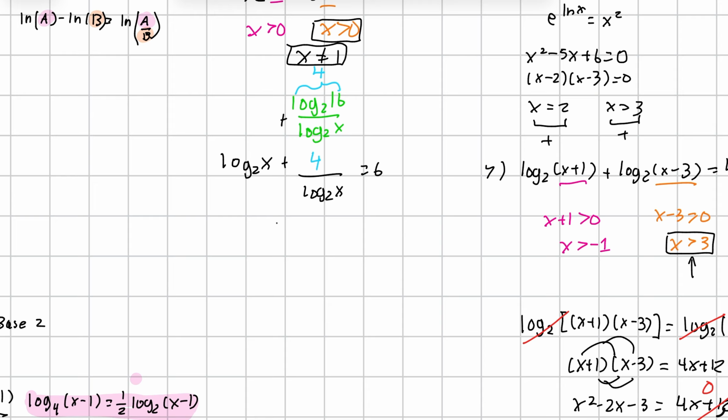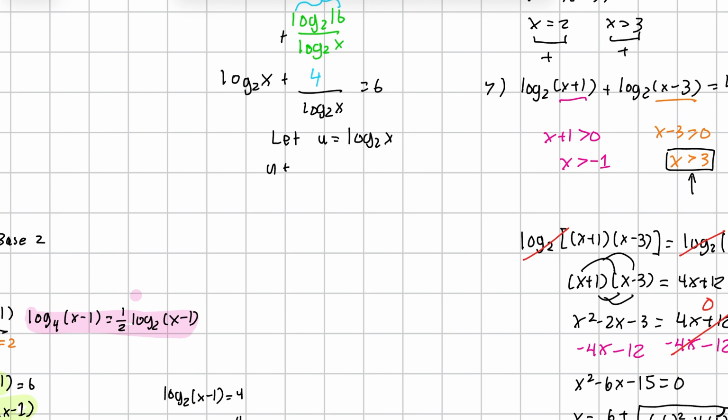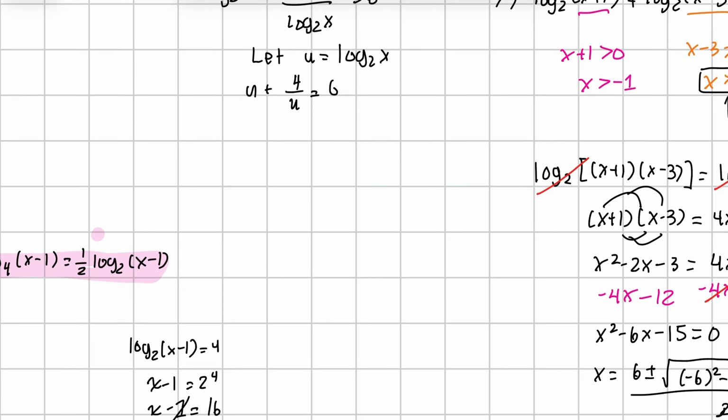And now we're going to use some u subs. So we're going to let u equal log base 2 of x. So then you're going to have u plus 4 over u is equal to 6. So now you're going to multiply by u. If we have everything here multiplied by u and everything here multiplied by u, we get u squared plus 4. So this one cancels out. And we get 6u on this side.